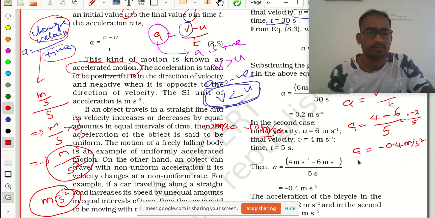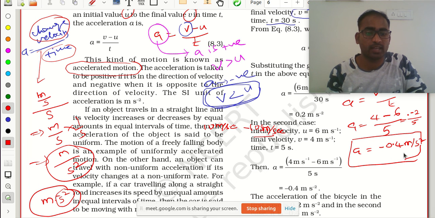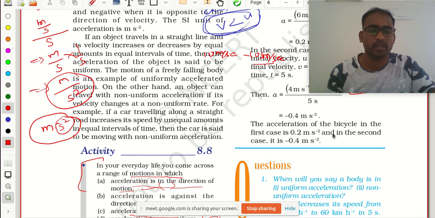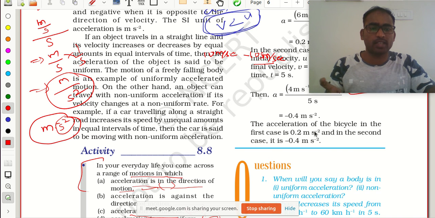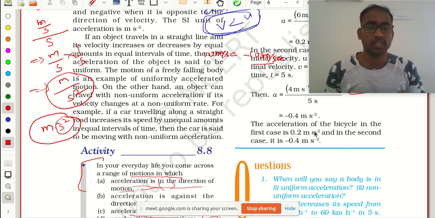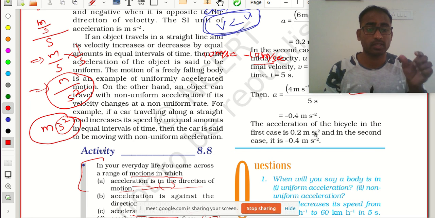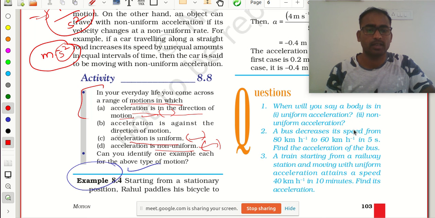Understood here? Here the acceleration is negative because the change in velocity is reduced. That is why his acceleration is negative. So we found how acceleration will be positive and how it is negative. When the change in velocity is positive, we say the acceleration is positive, and when the change in velocity is negative, we say the acceleration is negative.